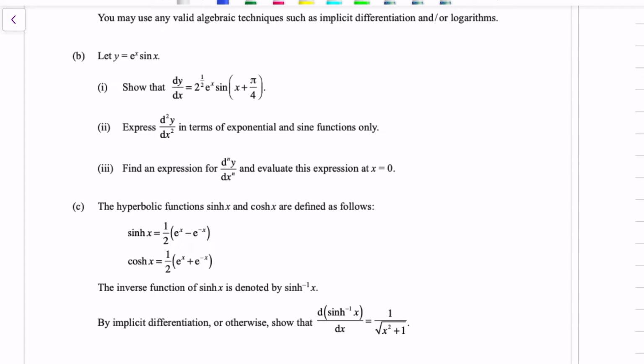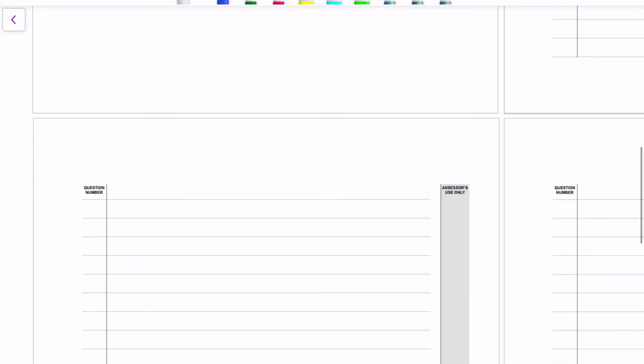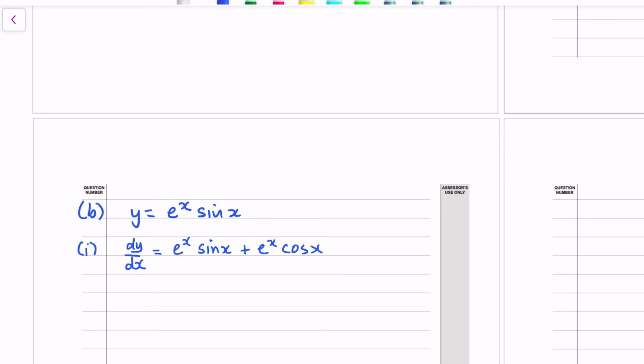So we've got e to the x sine x, and we need to prove that its derivative equals root 2 e to the x sine of x plus pi over 4. Okay, so use the product rule first. So dy dx, we diff the first thing, e to the x, times the second, then diff the second thing and times by the first, and then we can write this as e to the x all times sine x plus cos x.